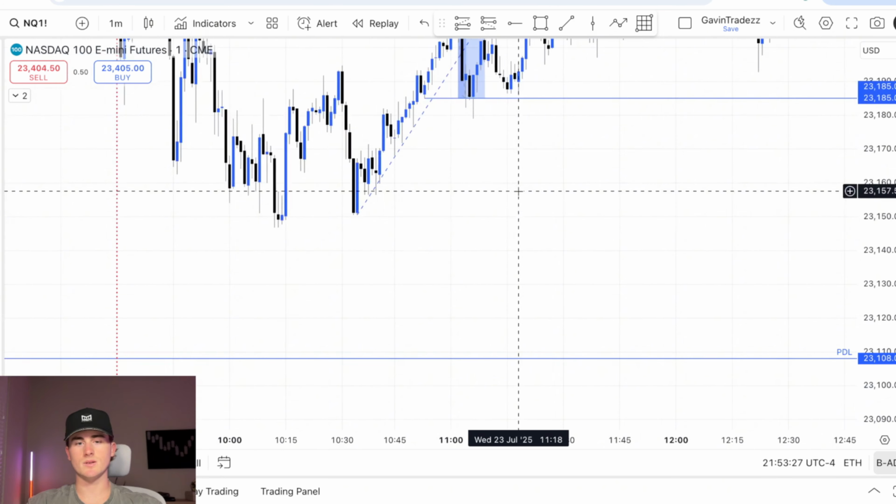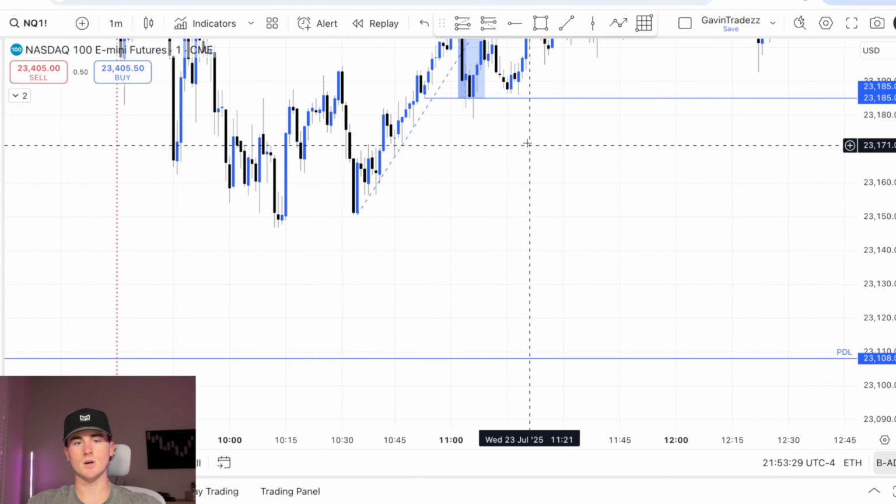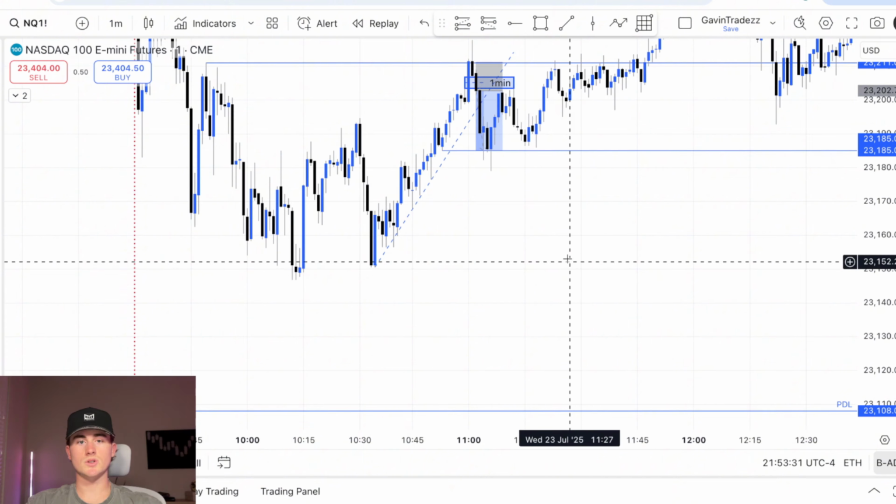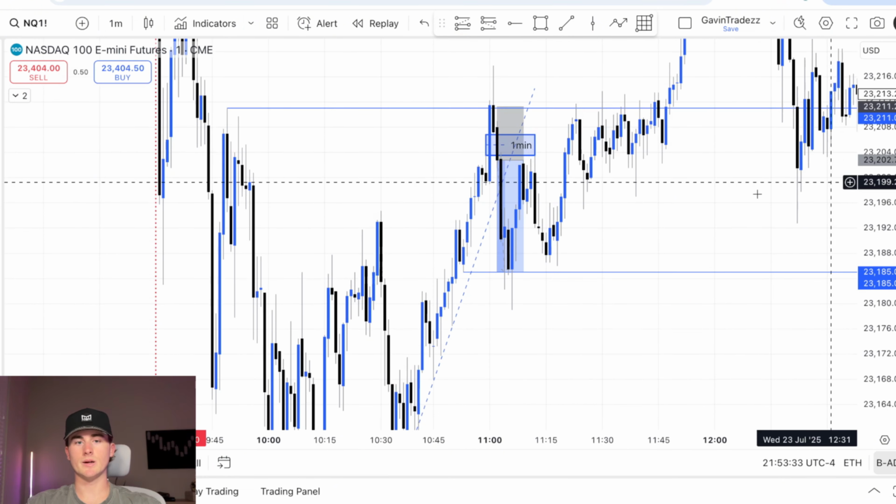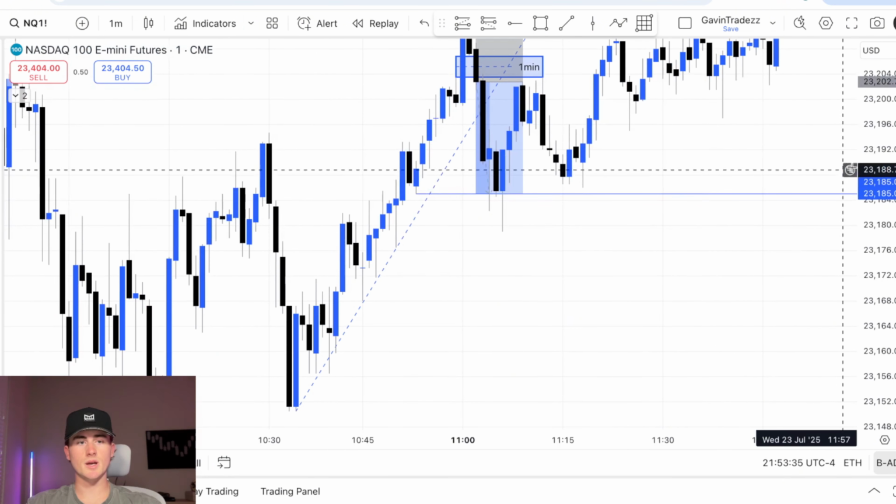Glad I didn't, because obviously the trade would not have hit. So still hit for a 1 to 2 risk to reward, which is really solid. So this is why I ended up taking the trade.